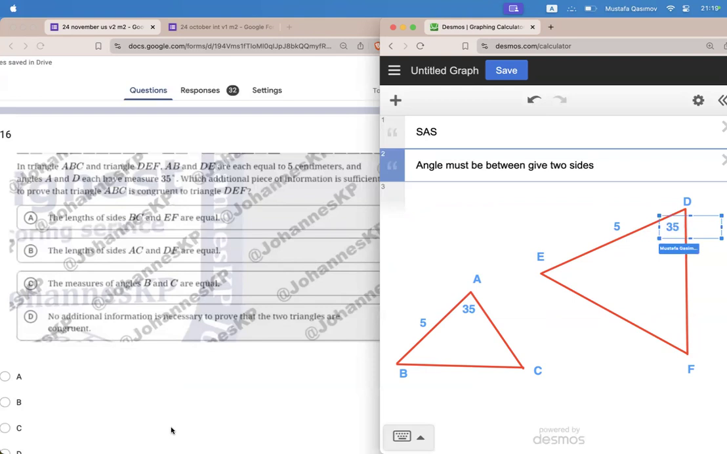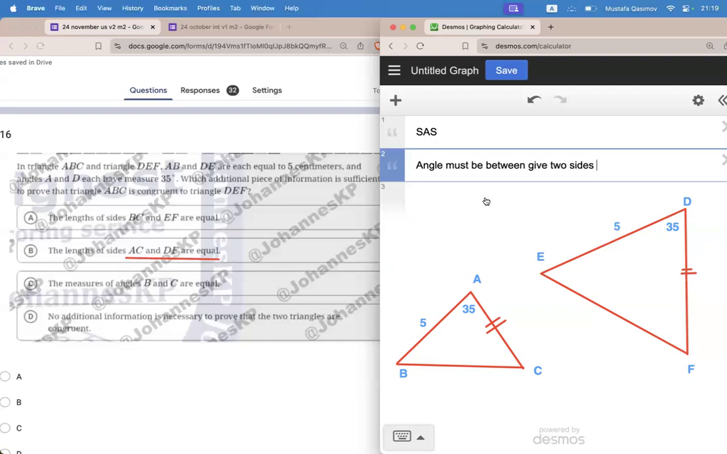Okay. Now for saying them congruent to each other, we have to know that AC is equal to DF. Because when we know this information, this angle will be between these two given sides, then it will be correct. But if we know BC and EF, this angle will not be between these two sides. That's why it is not correct. That's why the answer is AC and DF.